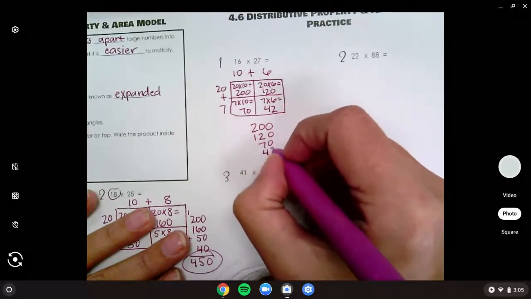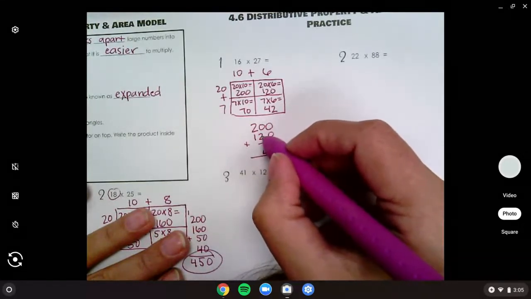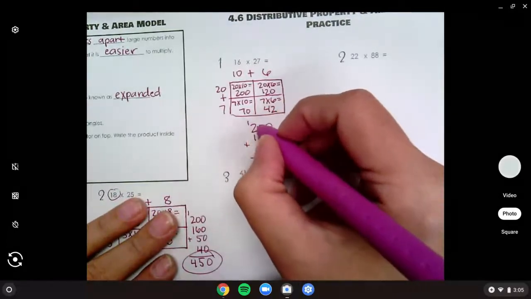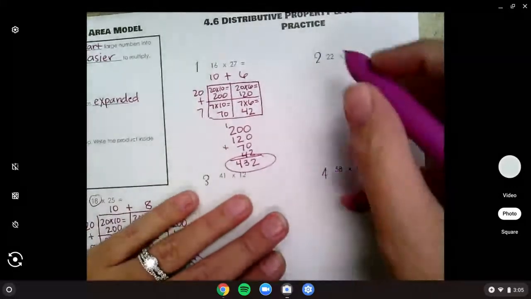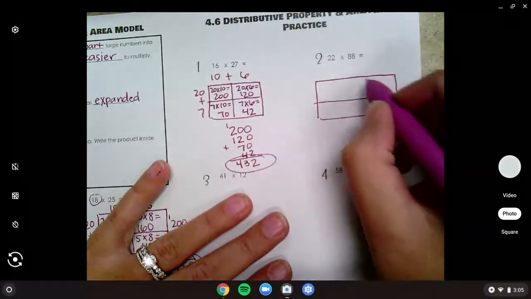70 and 42. Let's see, 7, 8, 9, 10, 11, 12, 13. 2, 3, 432. This one, did you find out it had a lot of 16s in it?